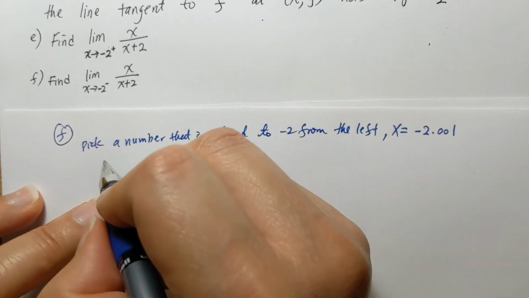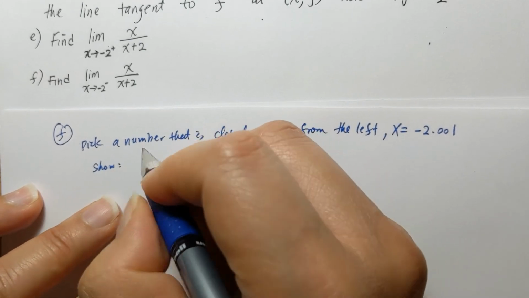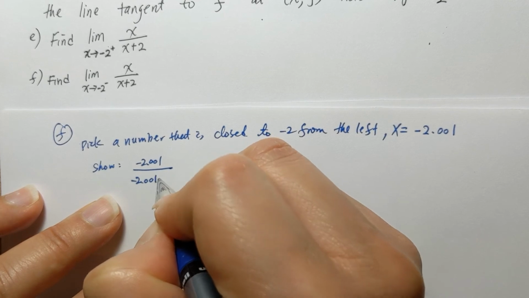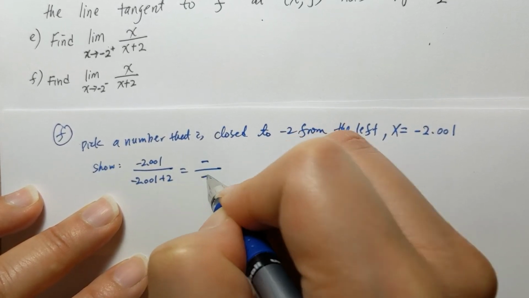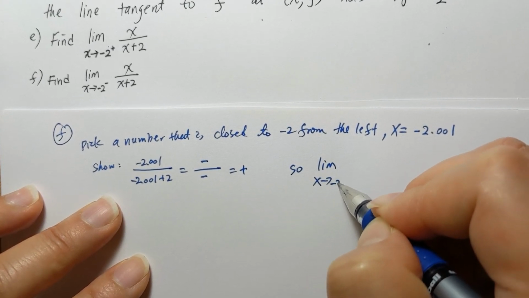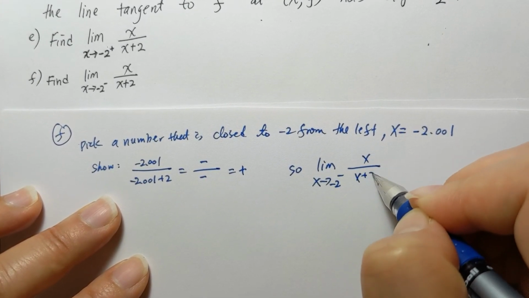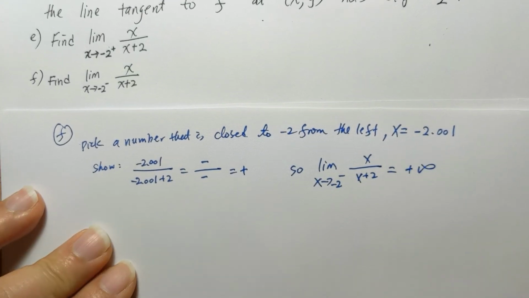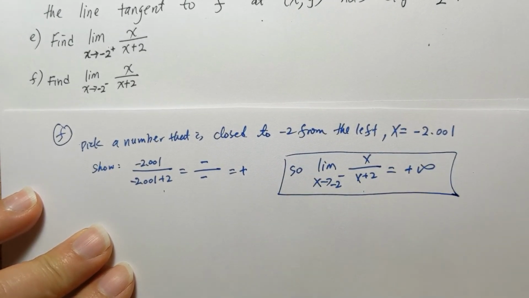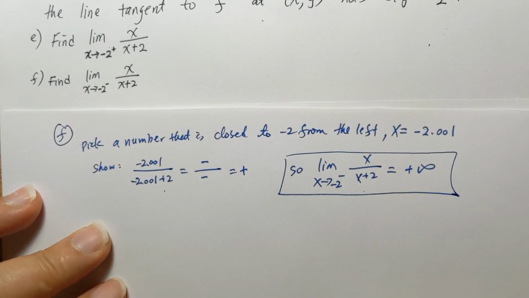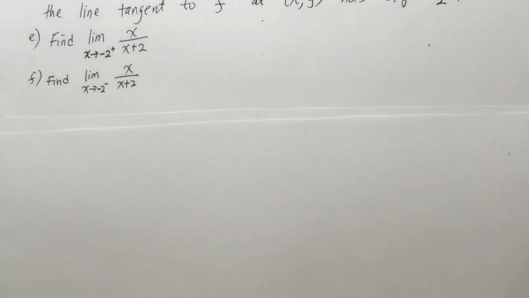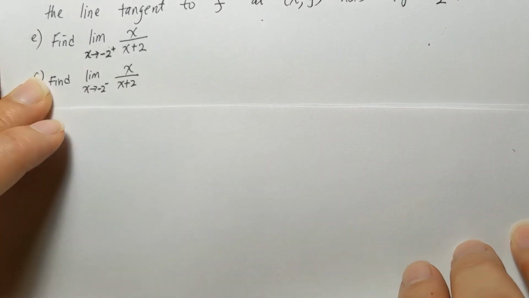Now you show this, or you do it in your mind. So you get negative 2.001 over negative 2.001 plus 2. You get negative over negative equal positive. So the limit is positive infinity. Do this with this, or just this if you do everything in your mind. So we finished question number 3. Let's go to question number 4.